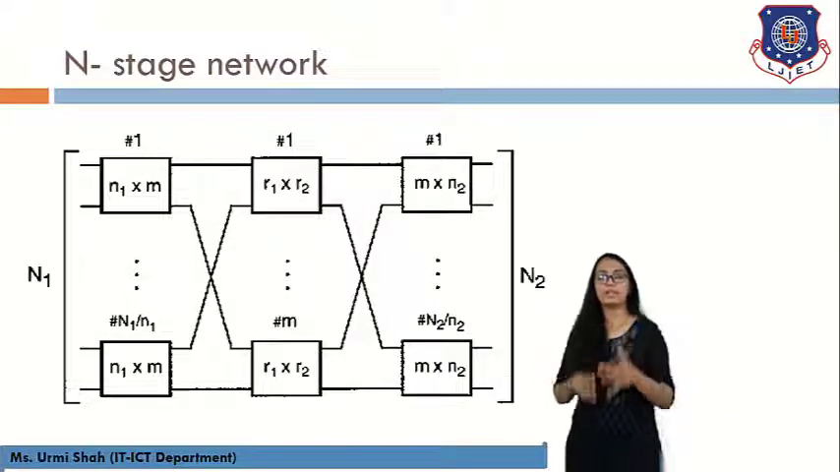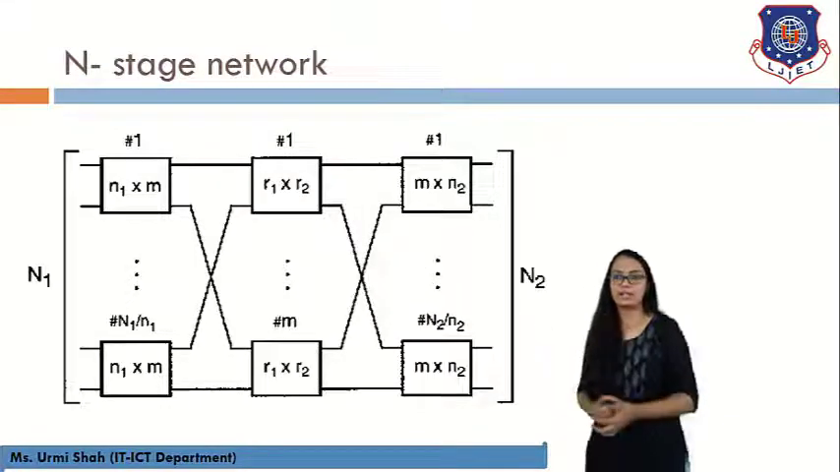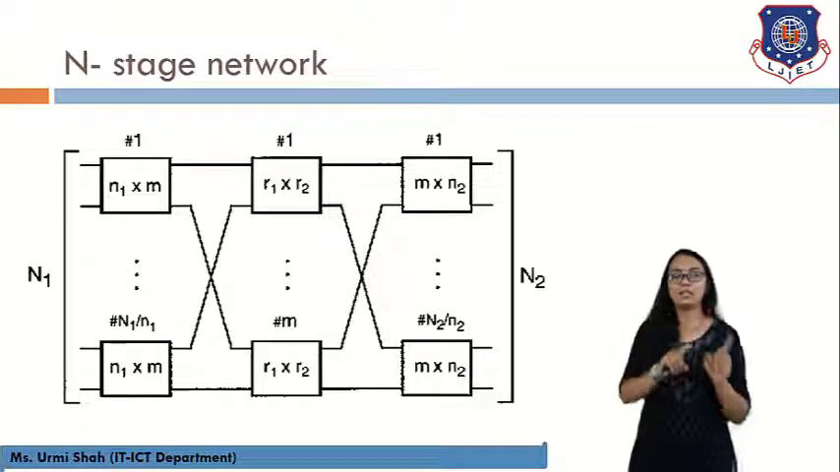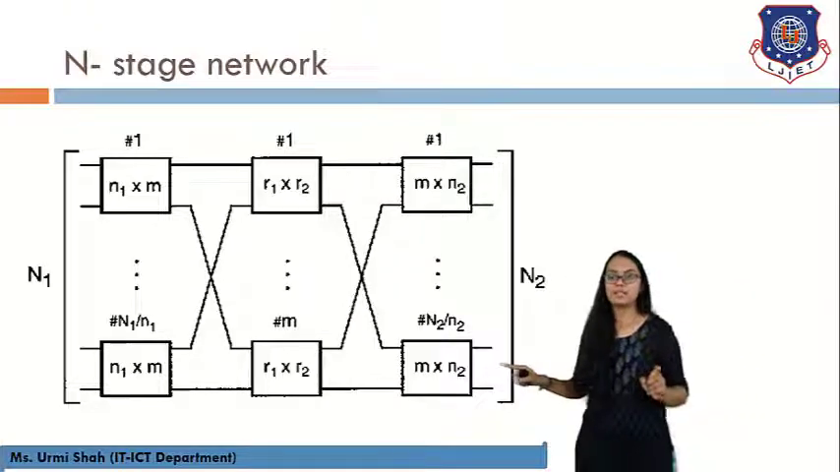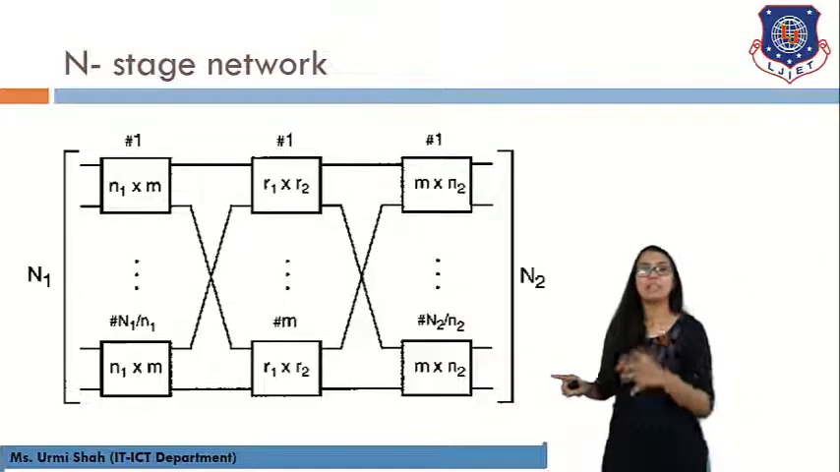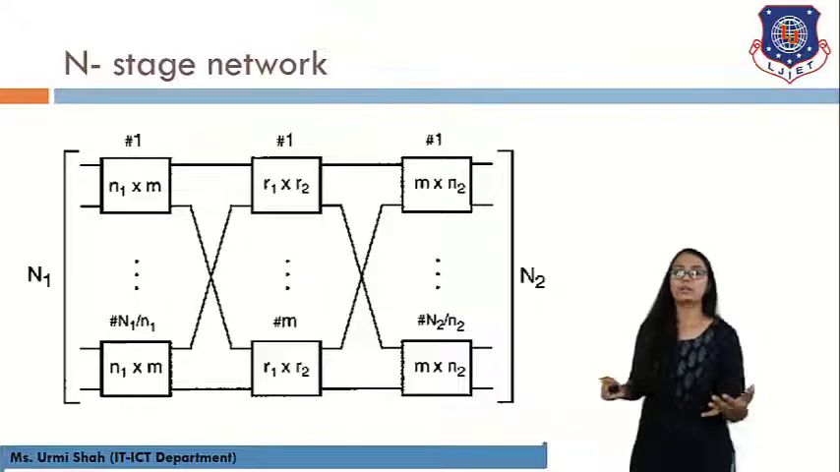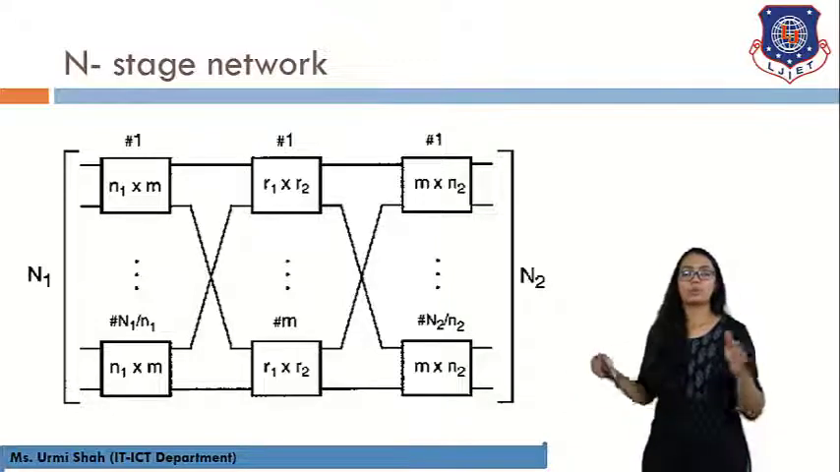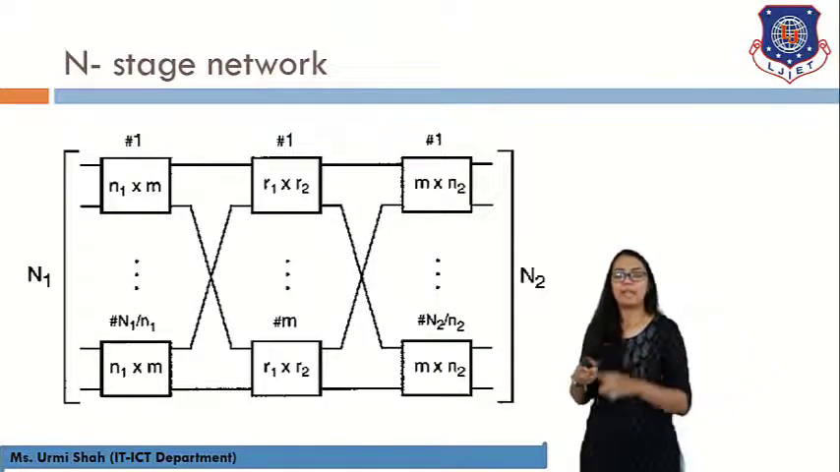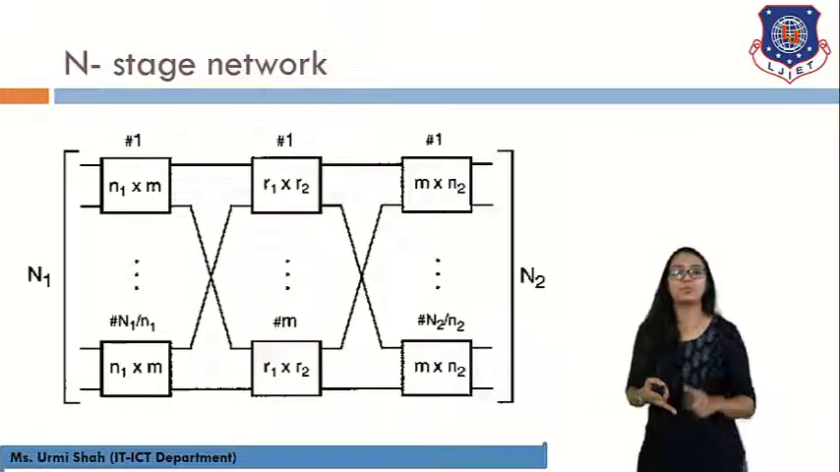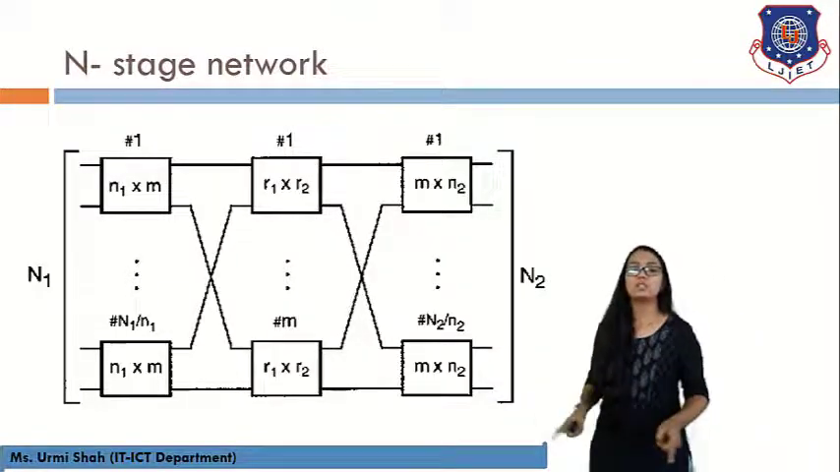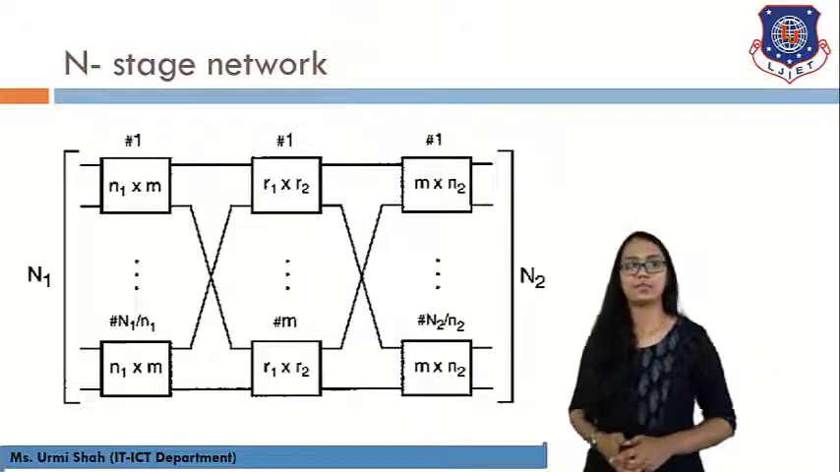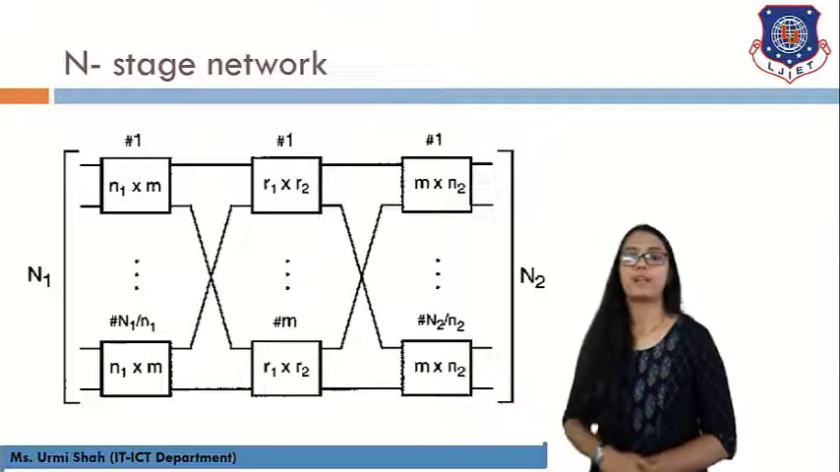So, this network can be described in the form of such matrices. The switching network will have N1 inlets and N2 outlets, having at the first stage an N1 cross M matrix, in the second stage an R1 cross R2 matrix, and in the final stage an M cross N2 matrix. Now this will depend on the values of N1, N2, M, R1 and R2. So these are the switching element values on which the designing of the N-stage network will depend.